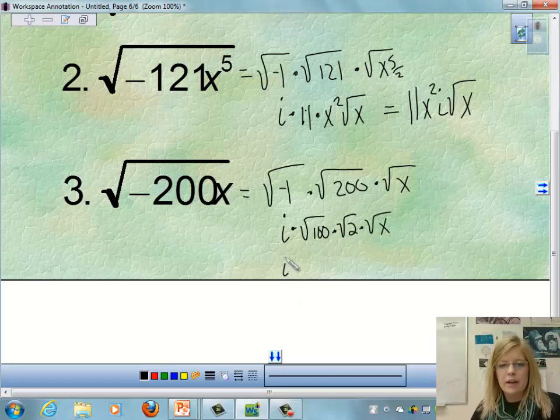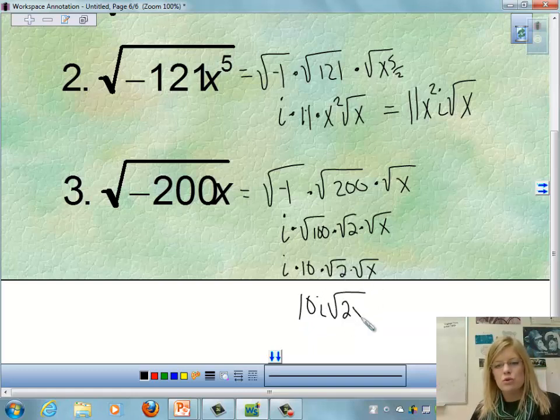Keep simplifying. I just stays I. Radical 100 becomes 10 times a radical 2 times a radical x. And multiply your common terms. I times 10, 10I. And then radical 2 times a radical x, that's a radical 2x. Now some of you said, I could have skipped this step, Miss Bratfold, and just gone here. That is fine. I just want you guys to get in your habit of writing down all of your steps for your test. Pause, copy these 3 examples down, and let's move on.